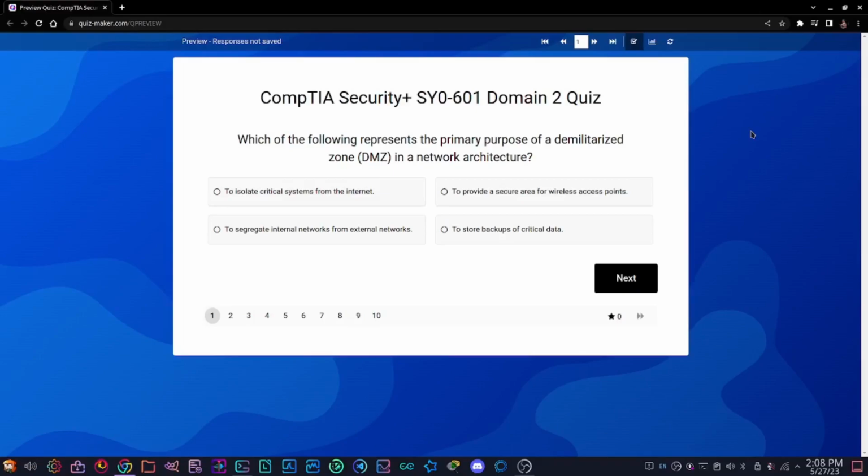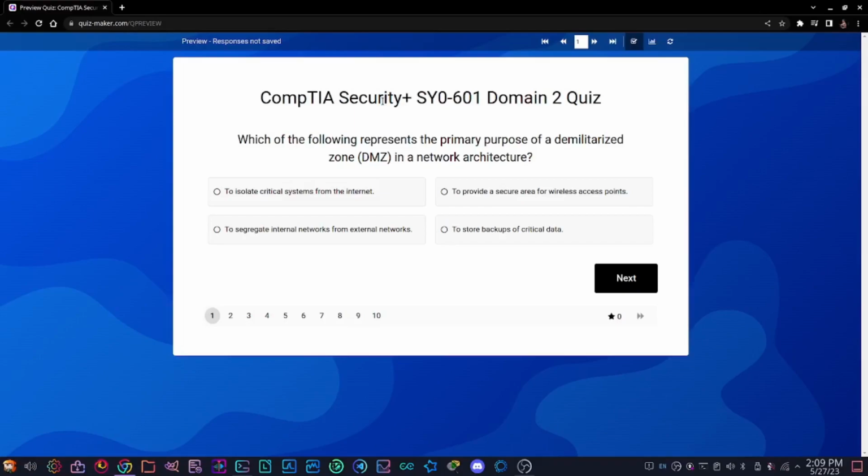So without further ado, let's get right into this video. So first question: which of the following represents the primary purpose of a demilitarized zone, DMZ, in a network architecture? So our first one is to isolate critical systems from the internet, to provide a secure area for wireless access points, to segregate internal networks from external networks, or to store backups of critical data. I can give you guys a little bit to think about that one. You can pause the video if you need a little bit more time.